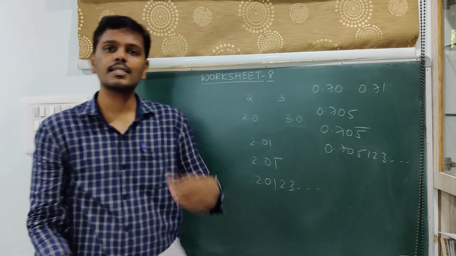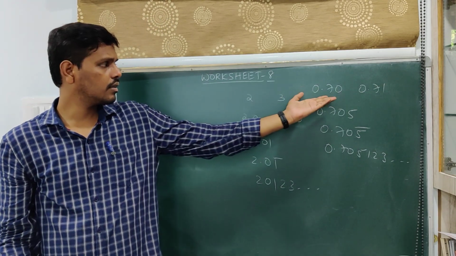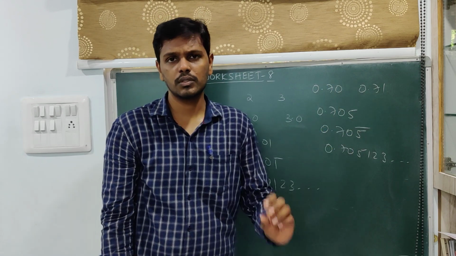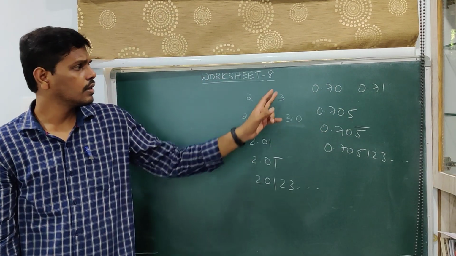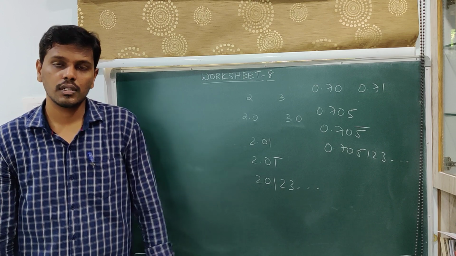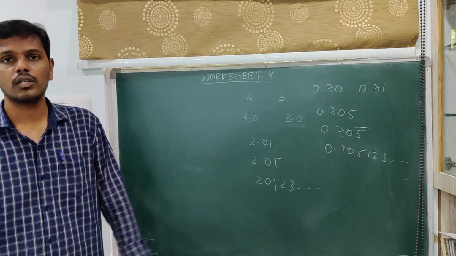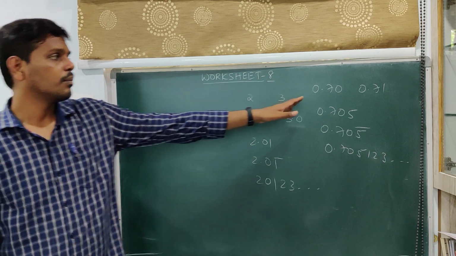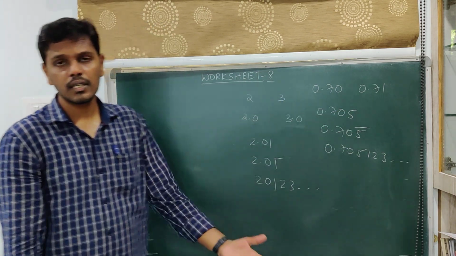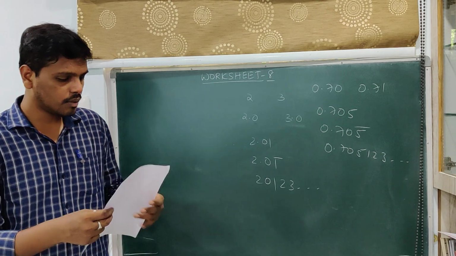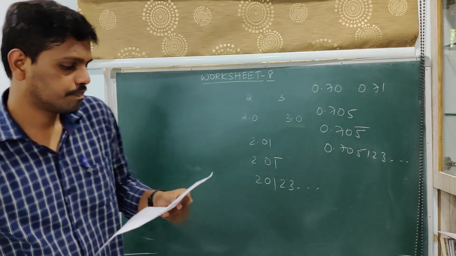Just increase the number of decimal places, then that number lies between the given two numbers. So that will be the funda for writing a terminating or a non-terminating repeating decimal or a non-terminating non-repeating decimal between the given two numbers. In other words, writing a real number between the given two numbers. So basing on this, I will be going with the worksheet. Look into that.